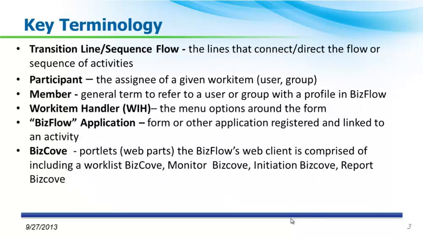The transition line, or what's also referred to in BPMN as the sequence flow, is the lines that connect one activity to another, and it in essence directs the flow of work through the process map or process model. The term participant refers to the assignee of a given work item, and that assignee could be a user, as we discussed, or a group of users. For example, often in BizFlow, you want to route work to a role group as opposed to an individual. That's very common to do. And so a participant of a process activity can be a user or group.